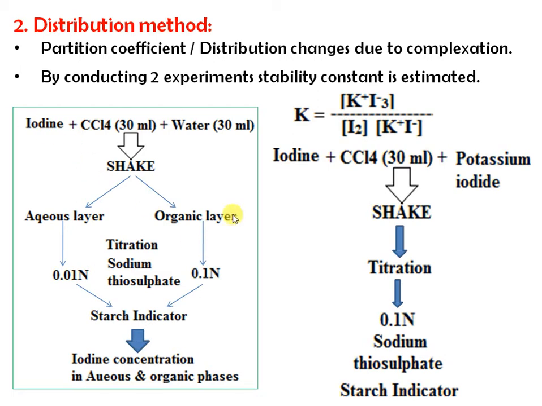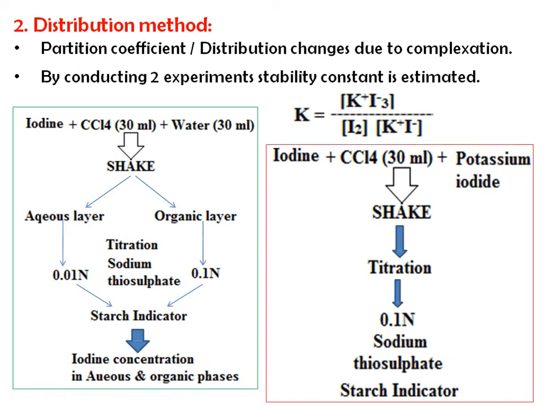So stability constant K is equal to [K+ I3-] divided by [I2] into [K+ I-]. So by using this method, you can determine how much complexation is there.